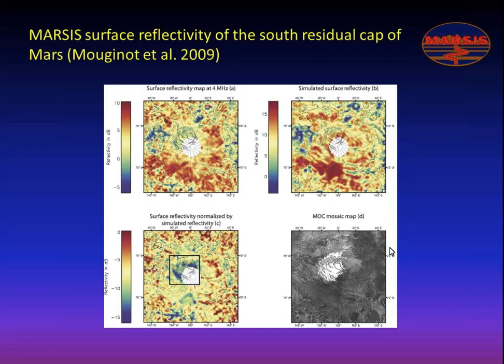An ingenious use of the simulations is to compare the simulated power with the real power received by the radar and to map their relative variation across the surface. This relates to changes due only to dielectric properties.